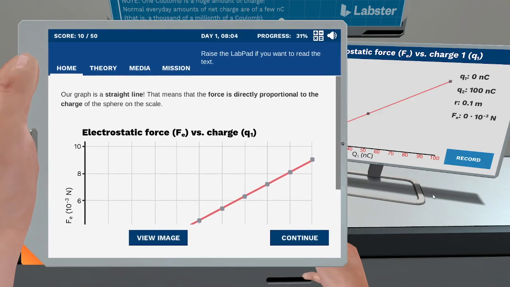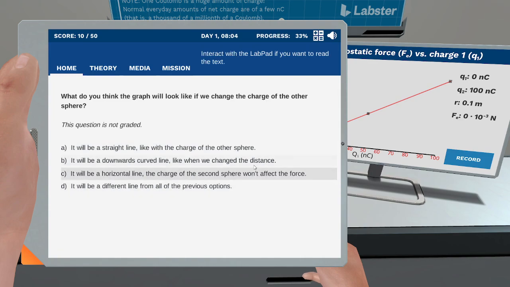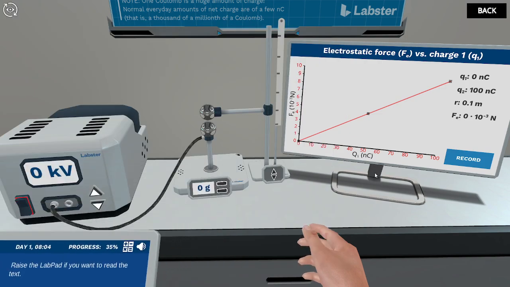Our graph is a straight line. That means that the force is directly proportional to the charge of the sphere on the scale. What do you think the graph will look like if we change the charge of the other sphere? This question is not graded. Let's find out if our hypothesis is right.